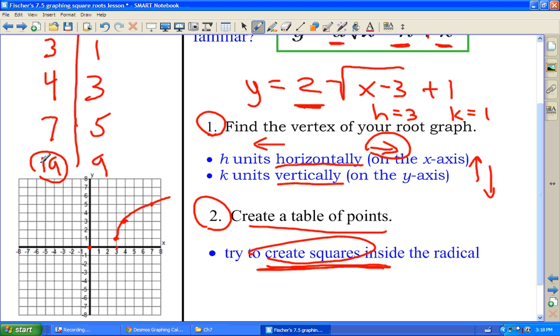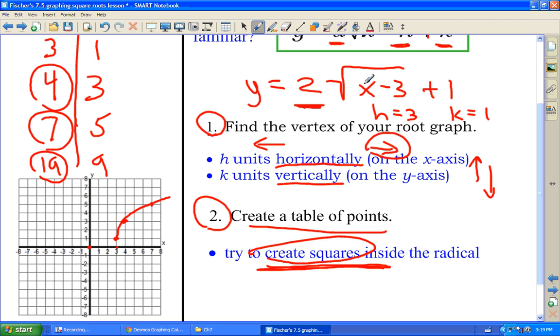But you see how I'm finding numbers here that will give me perfect squares there? 4 minus 3 is 1, so the square root of 1 was 1. That was easy. 7 minus 3 was 4. There's a perfect square under the radical. 19 minus 3 was 16. So I'm trying to get 0, 1, 4, 9. I didn't do 9, did I?